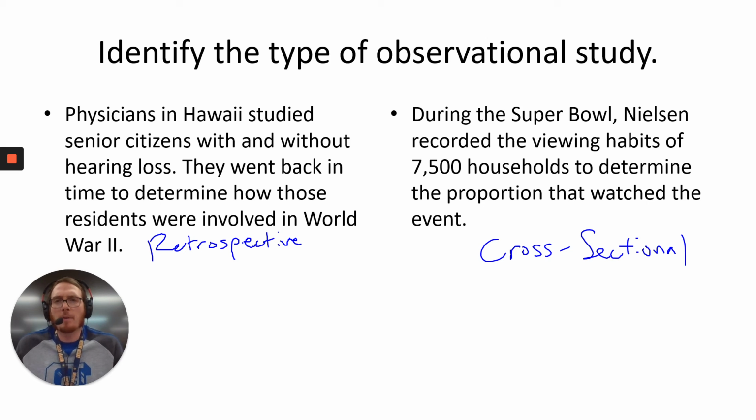Okay, a good example of a retrospective would be this first one. Physicians in Hawaii study senior citizens with hearing loss and determine if they were involved in World War II or not, because there's obviously some hearing loss correlation if you were involved in the war or not. So that would be going back in time and seeing if you were involved with something. Nielsen ratings, if you ever heard about that for things on television or finding ratings. So for the Super Bowl, you see the viewing habits of all of these families and televisions. That's cross-sectional because you're collecting all that at one moment in time and then seeing what the rating would be for that observational study.